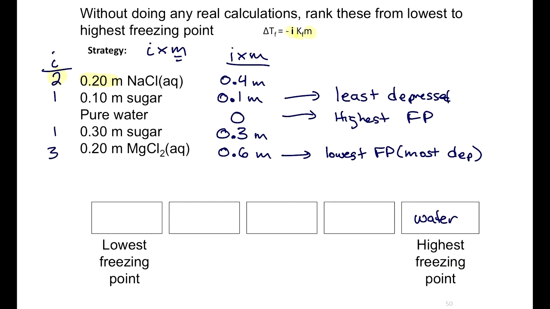And now we're just ranking on I times M, all right? So next lowest, lower than pure water, is going to be the 0.1 sugar. Then it's going to be the 0.3 sugar. Then it's going to be the 0.2 sodium chloride. And then it's going to be the 0.2 magnesium chloride, all right?